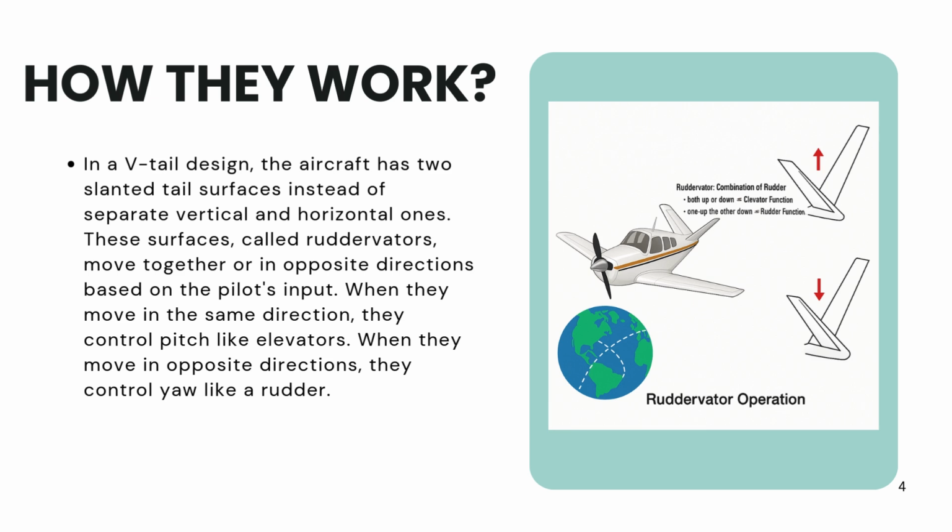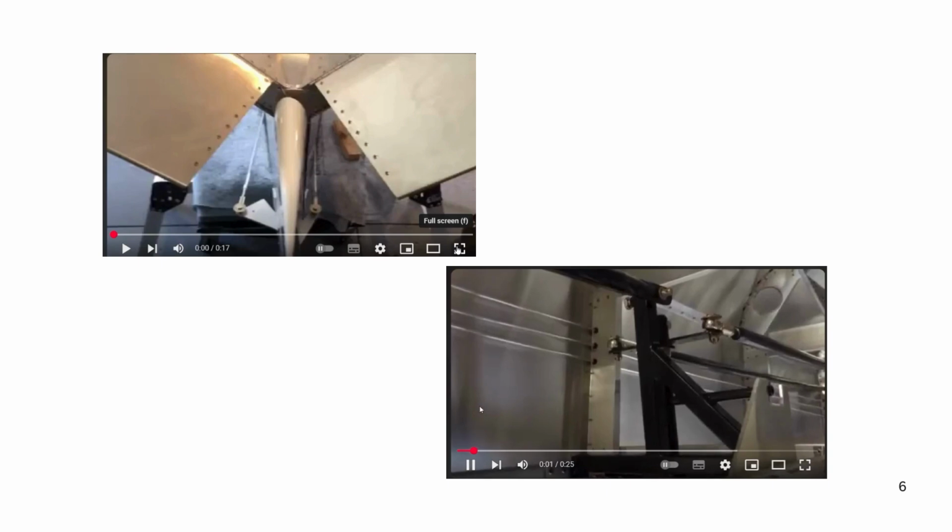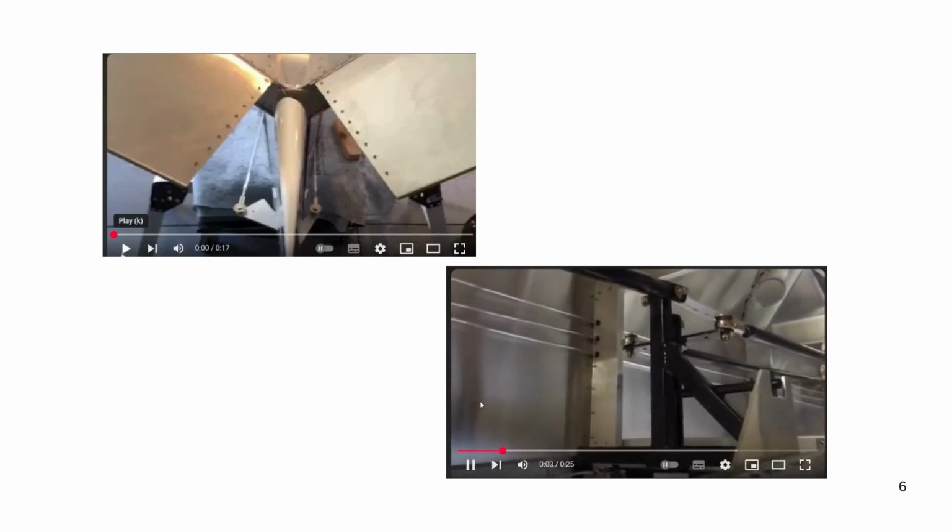This system replaces two separate control surfaces with just two, making the design lighter and more aerodynamically efficient. But it's also more complex to manage because the control inputs must be mixed mechanically or electronically. That's usually done using a control mixer, which ensures the surfaces respond correctly to pilot inputs. Here is the Ruddervator in action from an interior view and an exterior view.